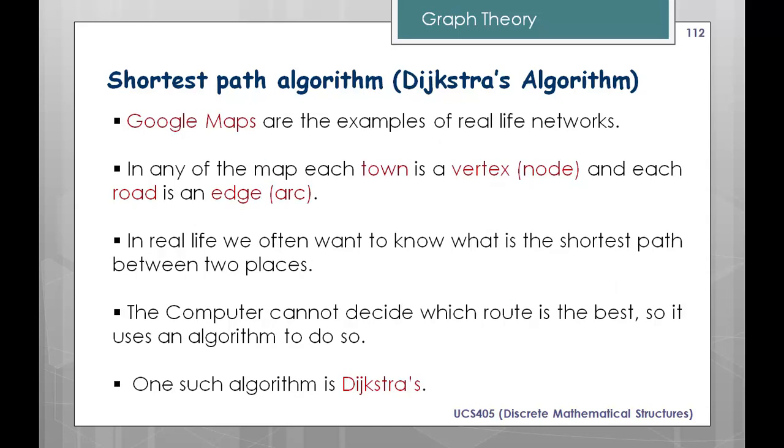Now, what are the applications of Dijkstra's algorithm? The first application is Google Maps. These are the best example of a real life network. In real life, we always want to know the shortest path between two places. In any map, each town is a vertex or a node, and each road is an edge or an arc. Even the computer cannot decide which route is the best route, so it uses an algorithm to do so. One such algorithm is Dijkstra's algorithm.